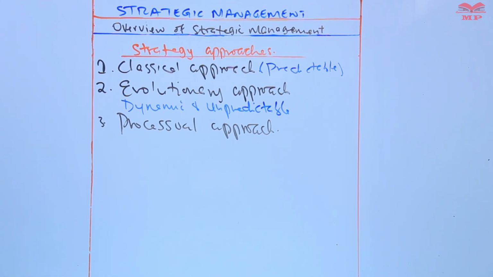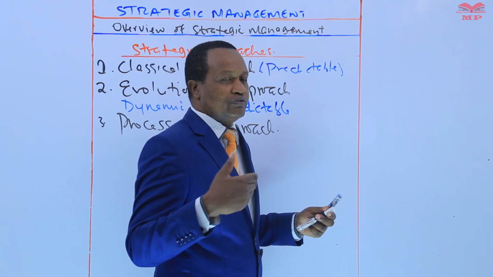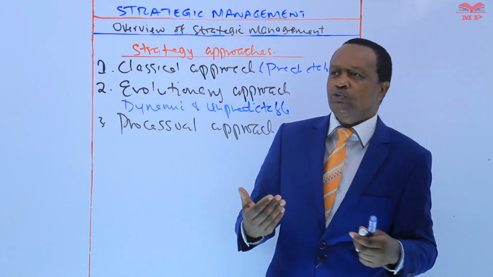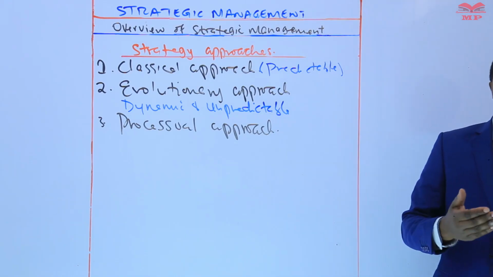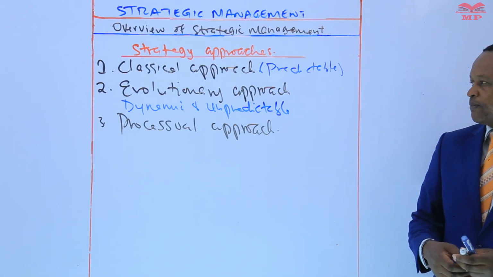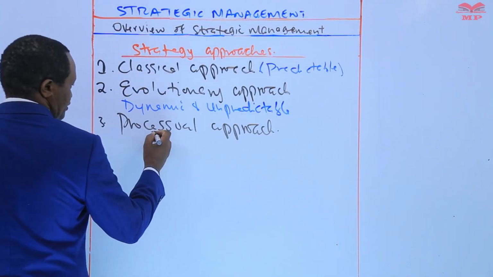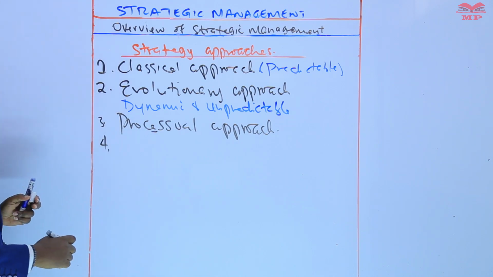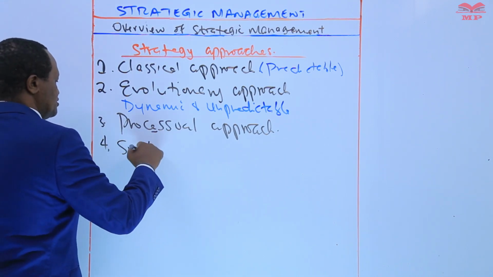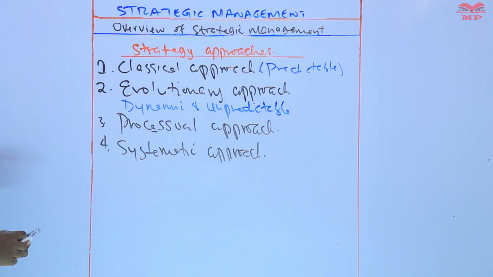This approach emphasizes the importance of organizational culture. It emphasizes the importance of leadership. It also emphasizes the importance of communication in shaping strategic outcomes. From the word process, we have processual approach. The fourth approach is the systematic approach. The systematic approach to strategy.